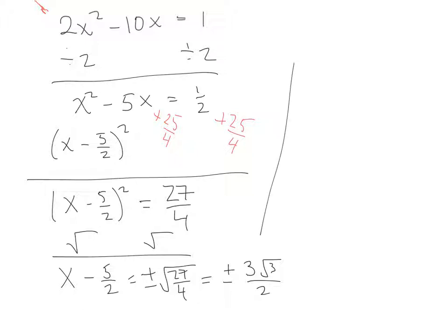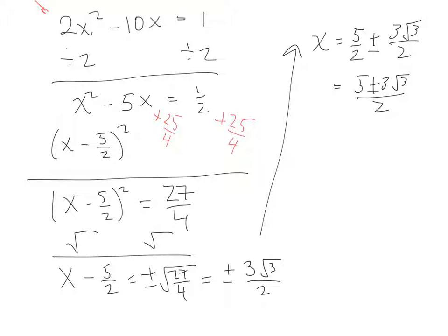And of course what this means is we can add 5 halves to both sides and we're going to get x equals 5 halves plus or minus 3√3 over 2. You could also write this, of course, as 5 plus or minus 3√3 over 2. Let me clean that up just a little bit.